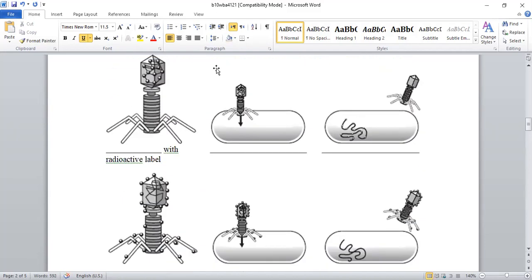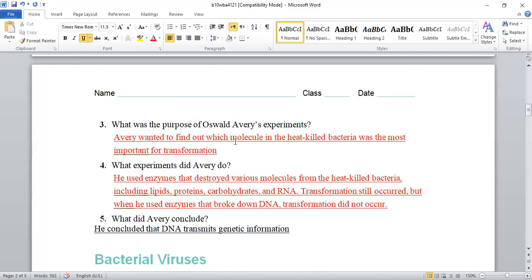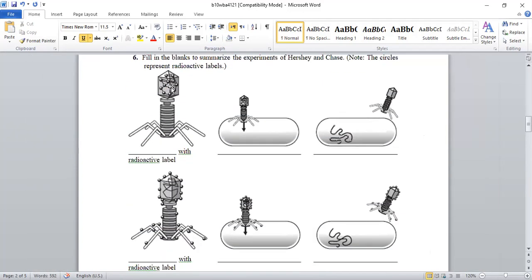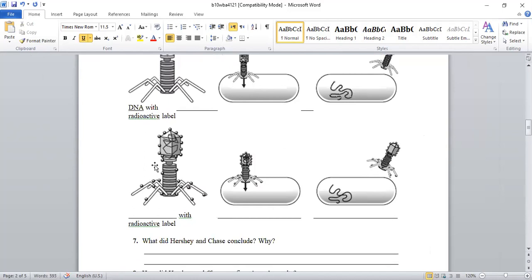Next, in the first case, here we radio labeled the DNA, the DNA with the radioactive label in the first case. So the next case, boys, what should I write down here?